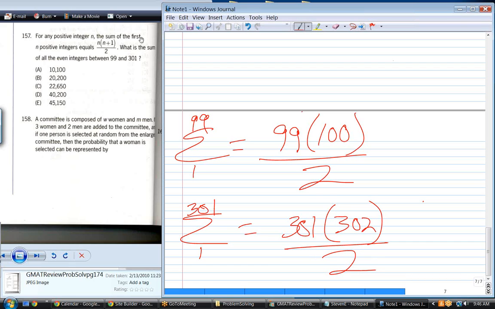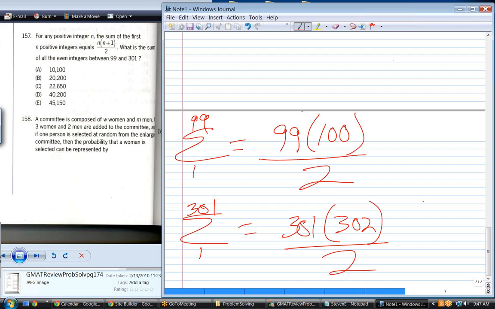Because, first of all, the sum of the integers between 99 and 301 would be the difference of these two. And we can safely assume that half of that is going to equal the sum of the even integers. Even though it might not be precisely exact, it's going to be close enough for us, because there's at least 2,000 difference between all these numbers. So whether we're off by 1 or even 10 isn't going to matter. In fact, the sum of the even integers is going to be half of this.